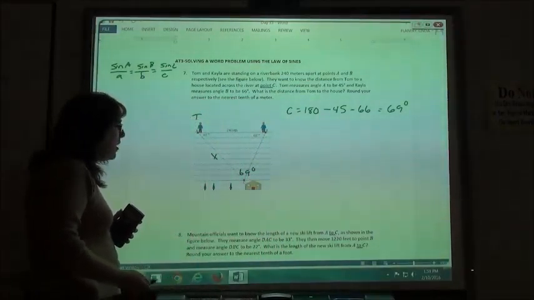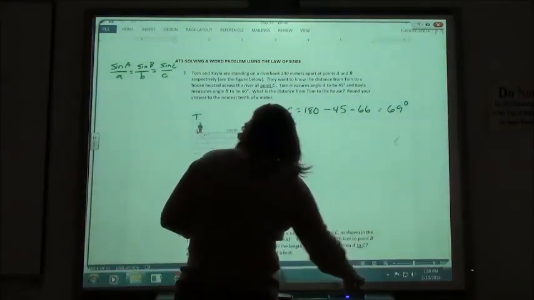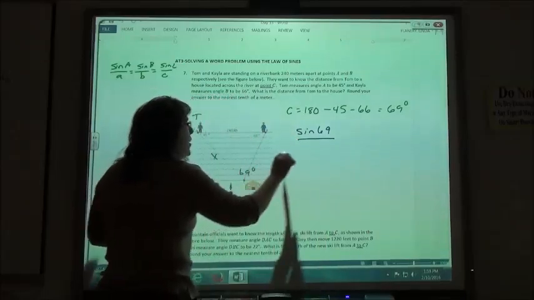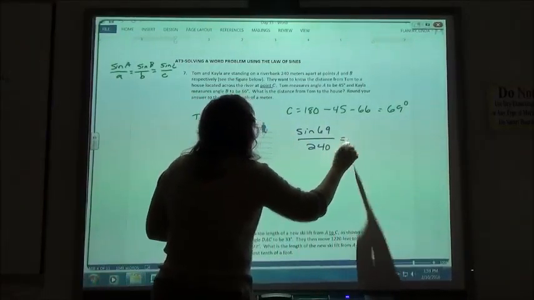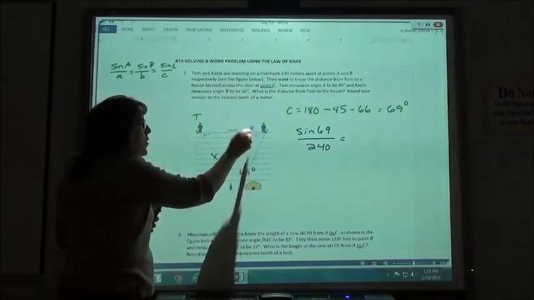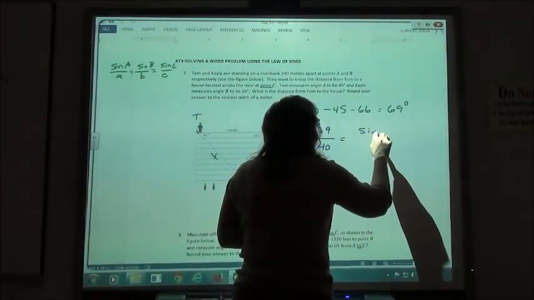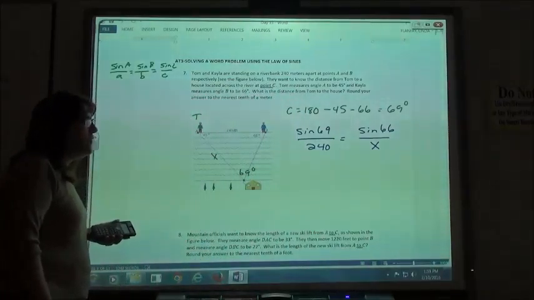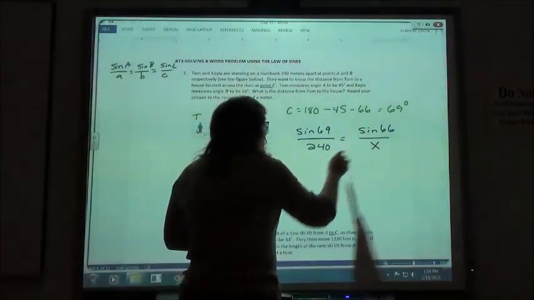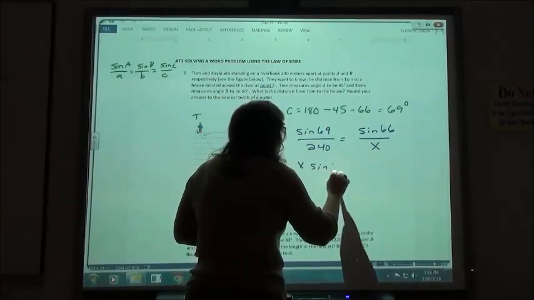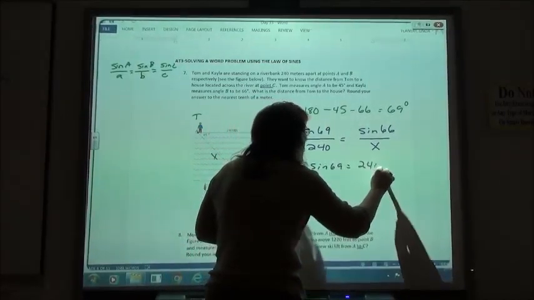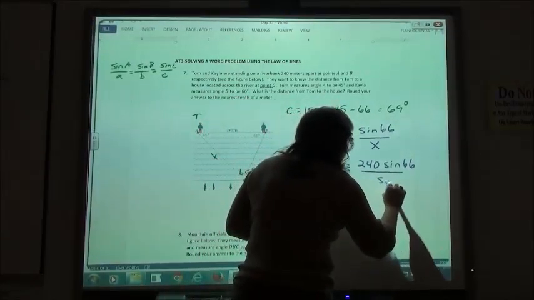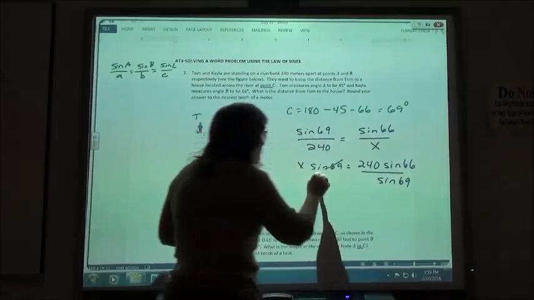We can now set up our law of sines. So, the sine of 69 over the 240 is going to equal, since we want this side here, we're going to use the sine of 66 over our x. Solving that, we would cross multiply. So we would have x sine of 69 equals 240 sine of 66. And of course then we have to divide this by the sine of 69.